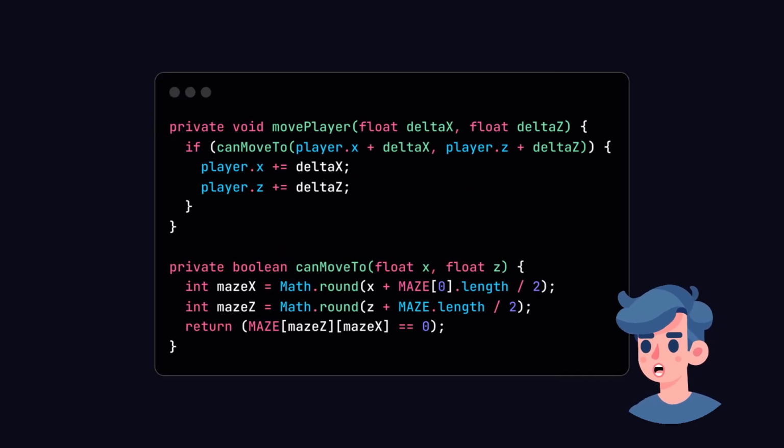At this point, we have a working 3D maze where the player can navigate through the maze. But let's enhance our game mechanics by adding collision detection. We need to check if the player can move to the next position before updating their position.